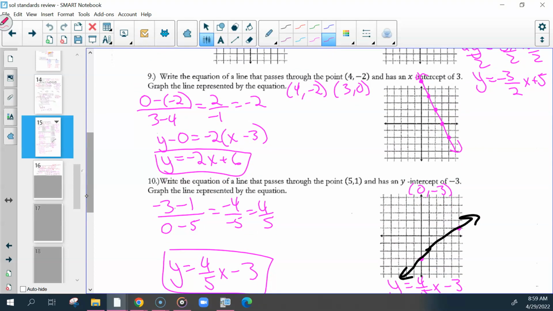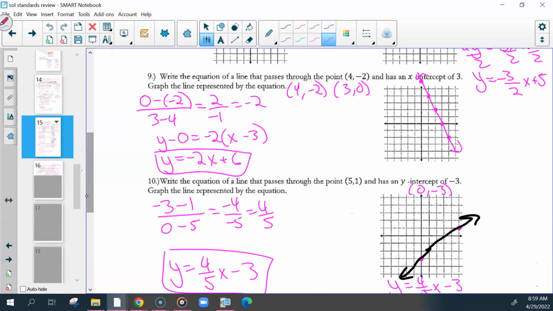Nine and 10 were similar. So you could have done this a couple different ways. If you started off by graphing it, you would have to know that your x-intercept is written as 3, 0. And then you need to plot both points, find your graph, or find your slope, and then go from there.